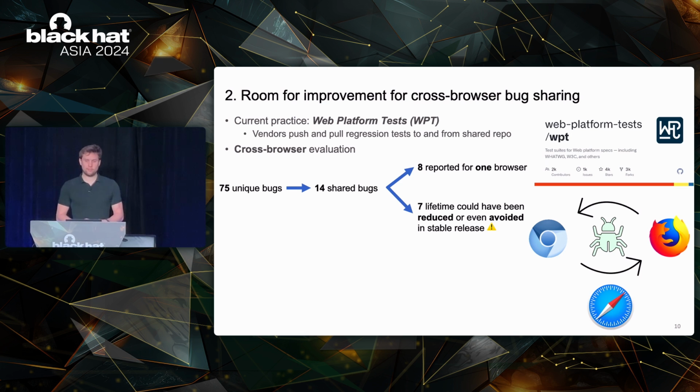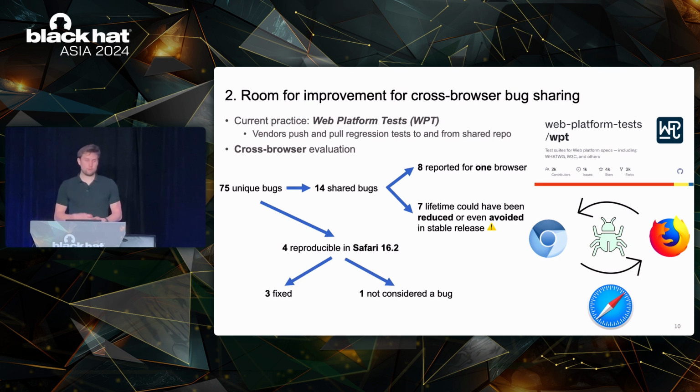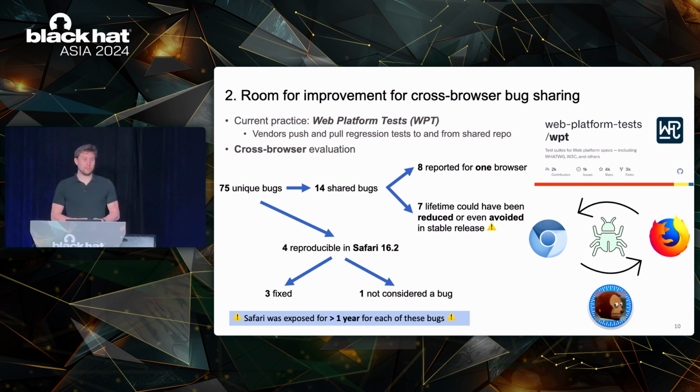Now, we also extended the evaluation to the release of Safari. This was 16.2, and here we could reproduce 4 of the publicly disclosed bugs. Of course, we reported the issues, and this resulted in 3 fixed and 1 not considered a bug. Very important here is that Safari was exposed to these publicly disclosed bugs for more than 1 year. And this is something you really want to avoid as a browser vendor, but it even gets a little bit worse.